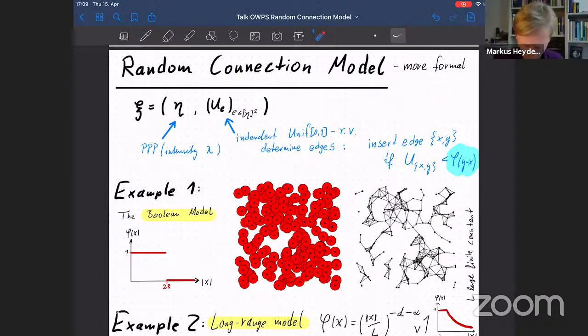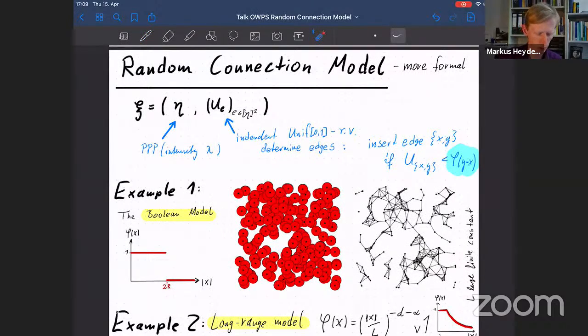So if this uniform random variable is smaller than this function phi of the difference between the 2 points, then we put the edge there, otherwise we don't put it. And then of course you can play with the phi and use different phis, and for different phis you get different models. The first one is a Boolean model, Boolean in the sense that this function phi takes only the values 1 and 0.